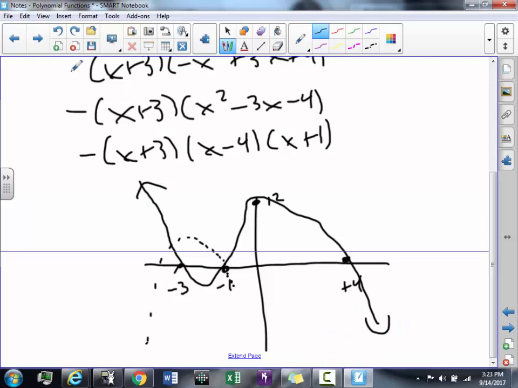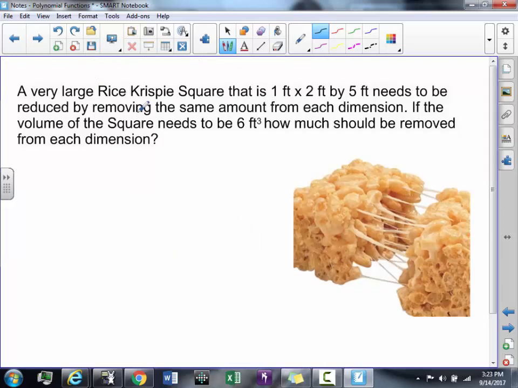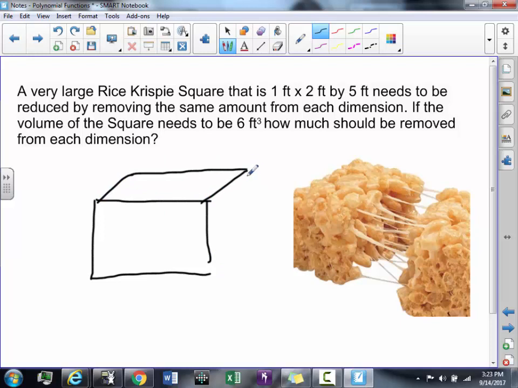Okay. Okay, one last thing. They might not ask you about Rice Krispies, but they might ask you a word problem. Okay? And this is a really common type of word problem, only it's stupid because I just made it a Rice Krispie square. But can you guys picture like a cube like this? Here's a Rice Krispie cube. And originally the dimensions were supposed to be 1 by 2 by 5. Well, whatever. It's a Rice Krispie prism, whatever.